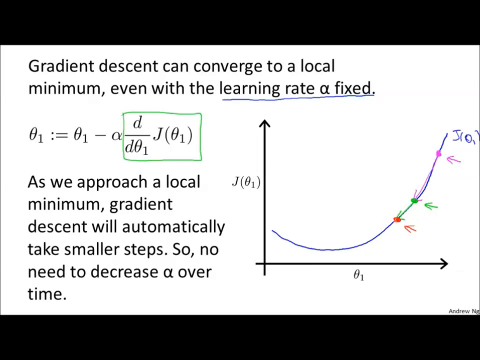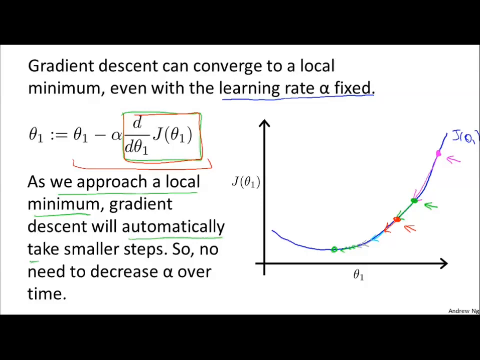So when I take another step of gradient descent, my derivative term is even smaller, and so the magnitude of the update to theta 1 is even smaller. So I take a small step like so. And as gradient descent runs, you will automatically take smaller and smaller steps until eventually you're taking very small steps, and you finally converge to the local minimum.